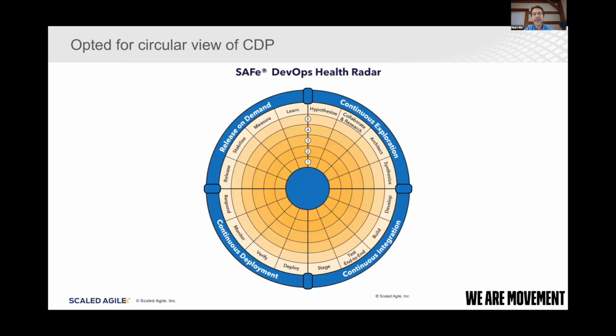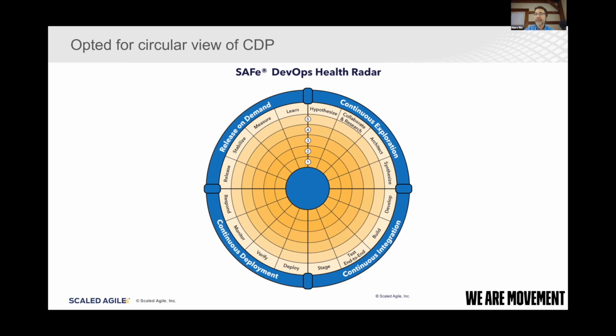Then immediately we went to the DevOps Health Radar, because this is a view of that continuous delivery pipeline, right? If we look at the outer ring there, we have the continuous delivery pipeline represented. So we have continuous exploration, integration, continuous deployment, and release on demand. These are elements of that continuous delivery pipeline. They're just wrapped into a circle.